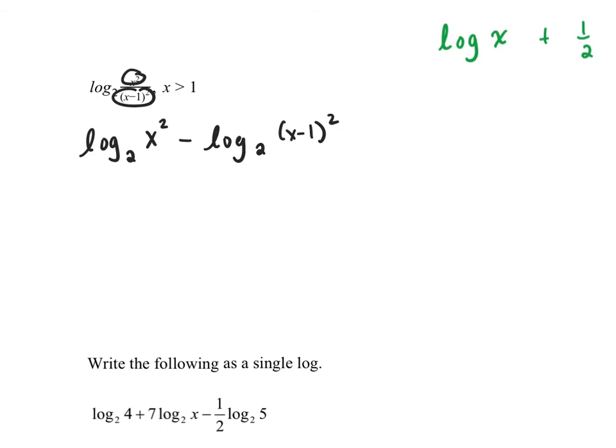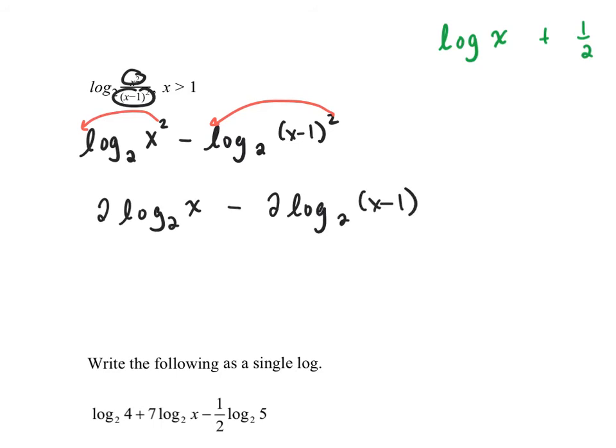Now again, for both of these, I see that I have the 2 that I can bring out front. So I can bring this 2 out front here and this 2 out front here. So I can write this as 2 log base 2 of x minus 2 log base 2 of x minus 1.